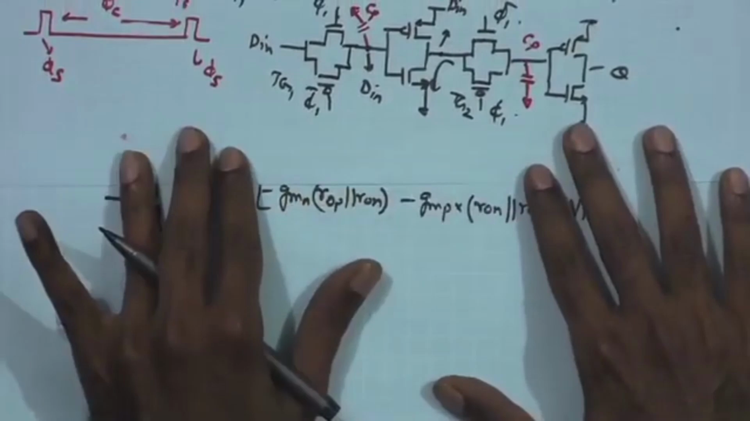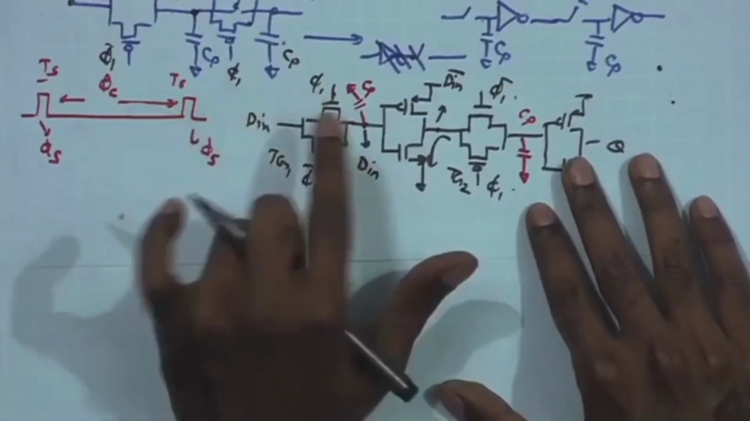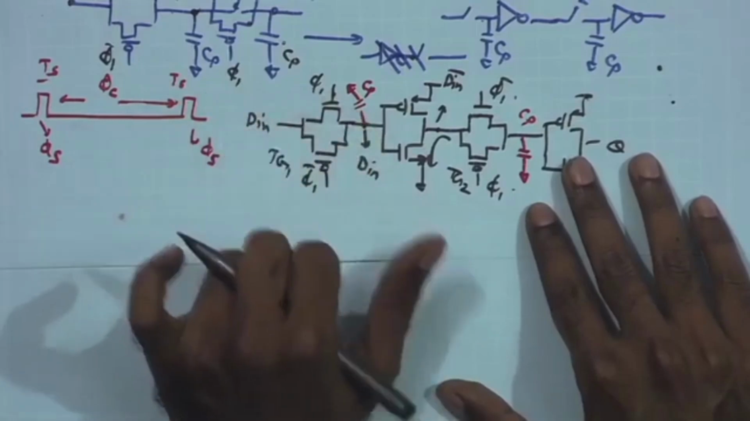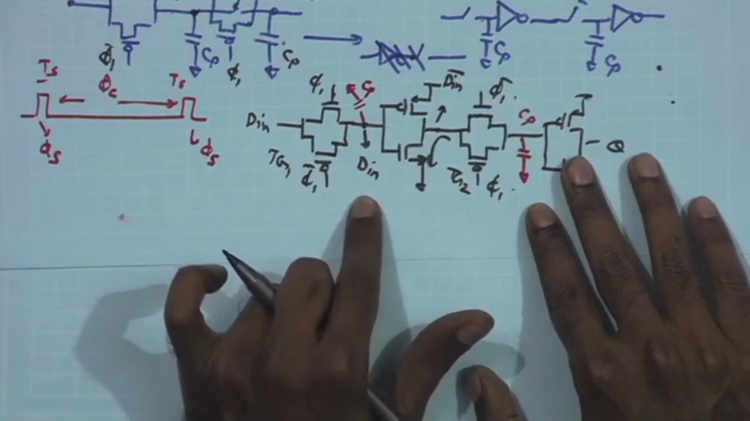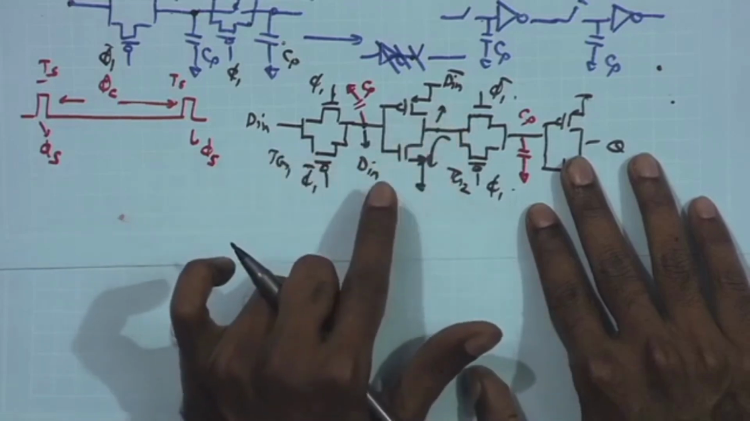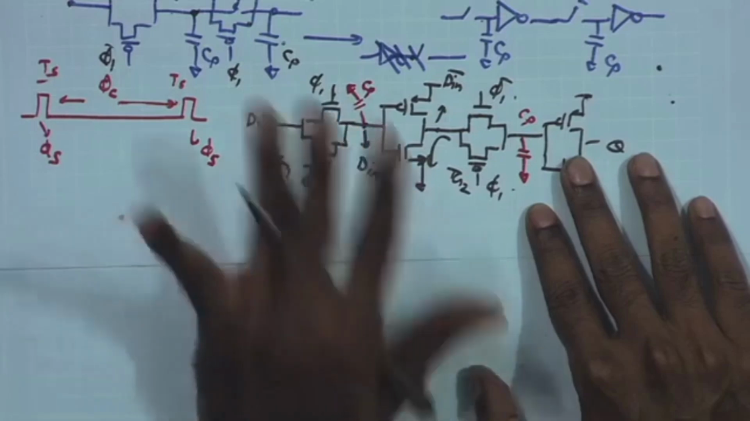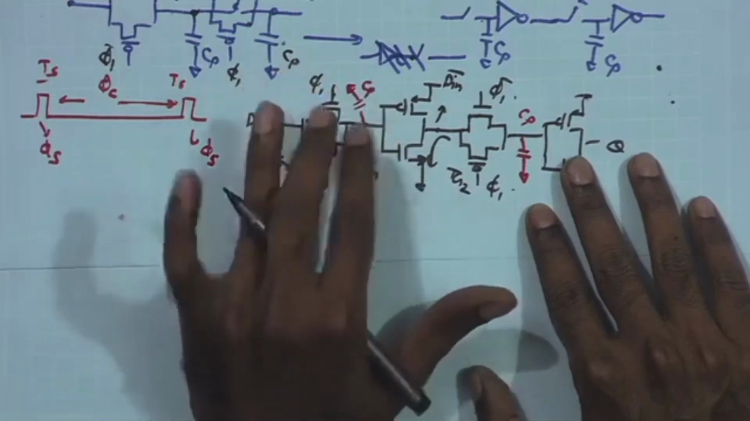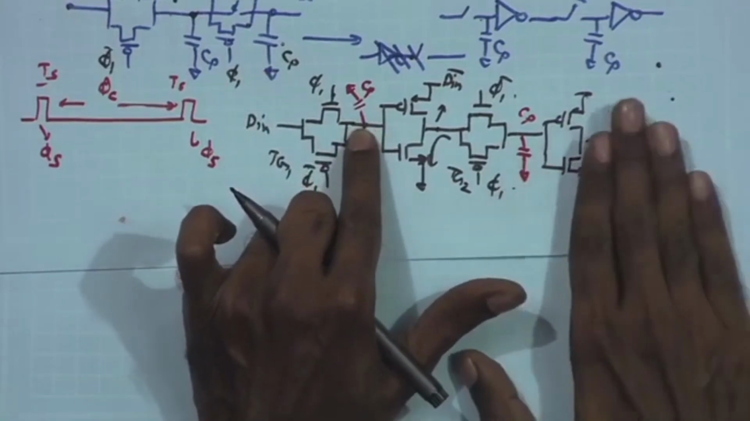So, one way of doing that while ensuring the writability is to insert an inverter in the feedback path over here and keep the feedback path off when the writing is going on at this node. When do we need the feedback? Only when this is disconnected, so that the data stored over here is retained for a long duration.